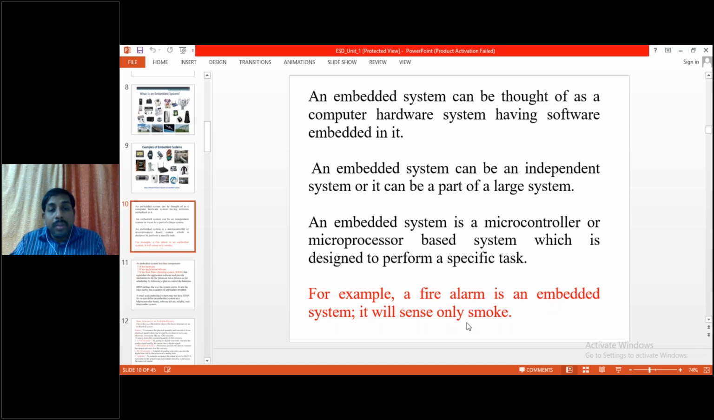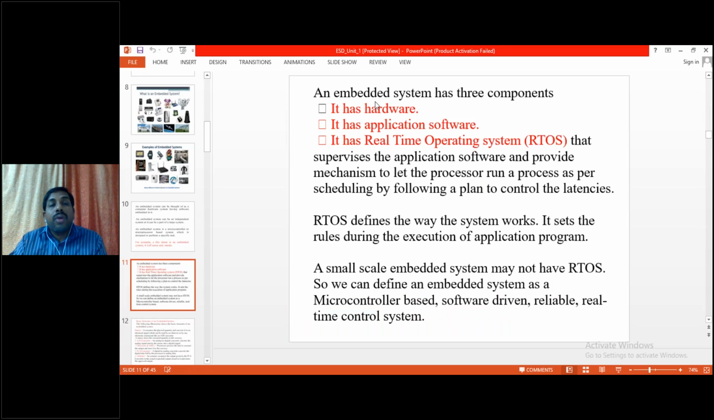It is an embedded system designed for sensing only the smoke. So an embedded system has three components: hardware, application software, and a real-time OS. What is the purpose of the real-time OS? It defines the way the system will work, and it executes the application software. Some small scale systems may not have this real-time OS. Only medium and large scale systems will have it.